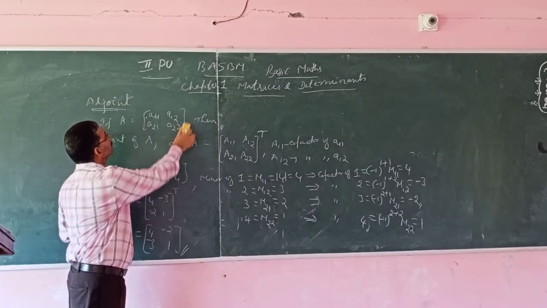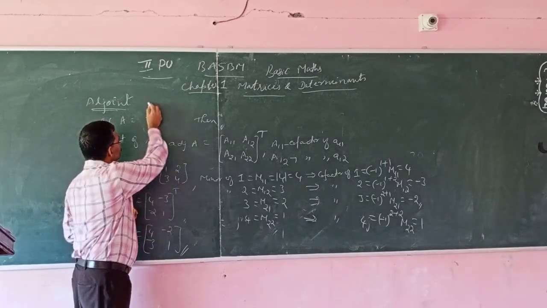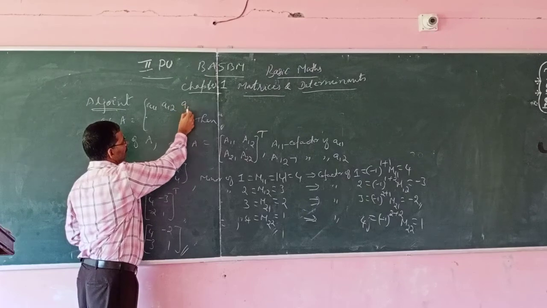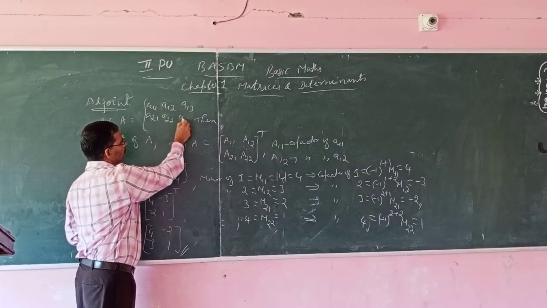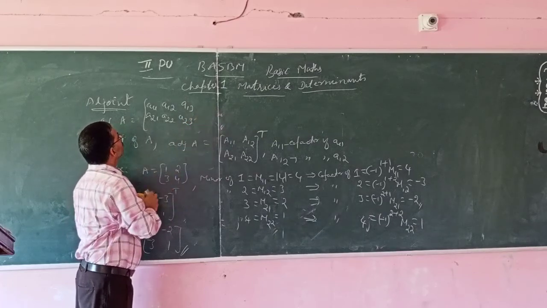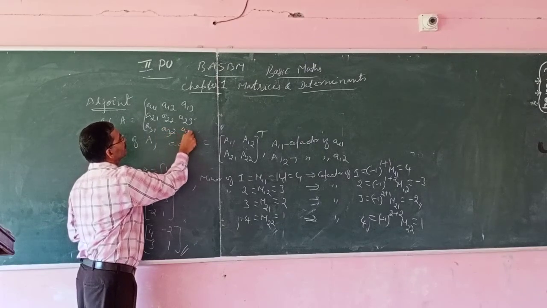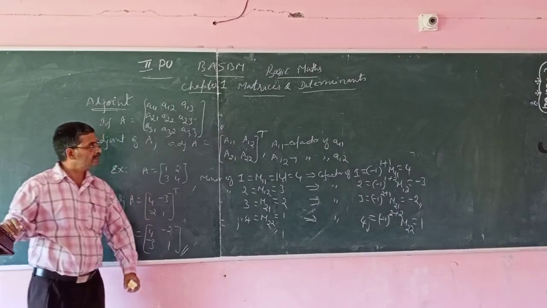So if you have third order, say A equal to A11, A12, A13, A21, A22, A23, A31, A32, A33. This is the matrix A of third order.